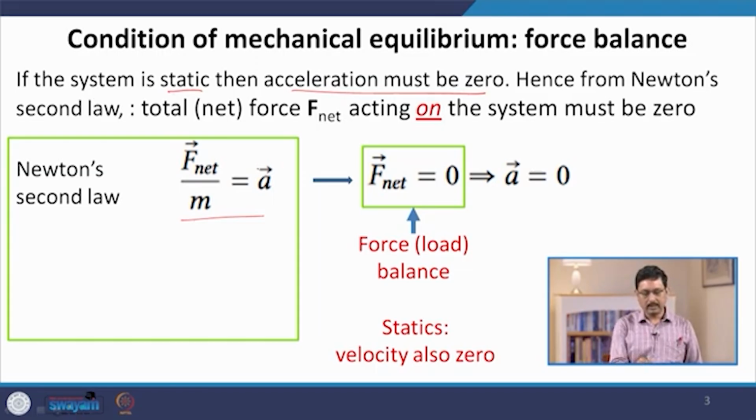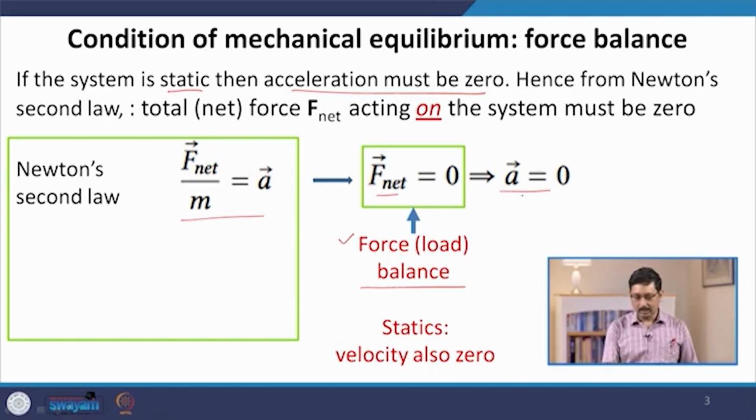Now, if the left hand side is 0, it follows from the second law that the net or total force acting on the system must be 0. This is called the condition for force balance. In engineering literature, it is sometimes called the load balance, so load is the same as force. So, if the total force is 0, then the acceleration is 0.